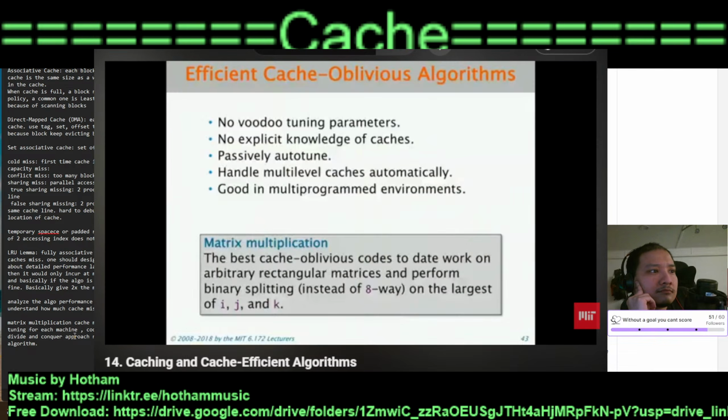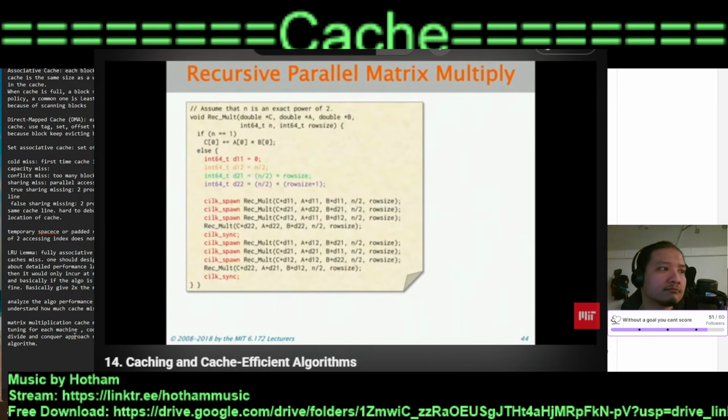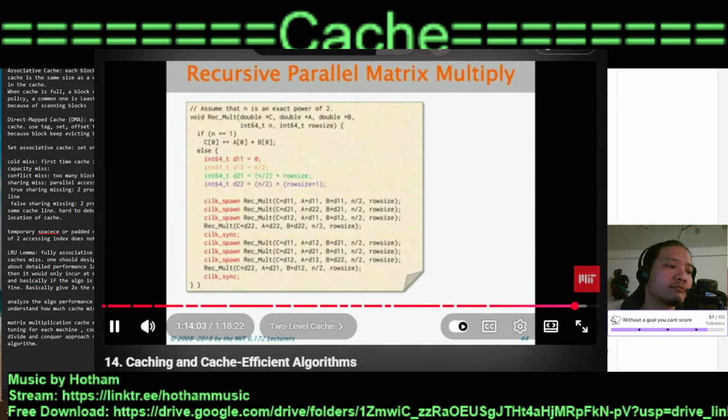OK, so I only talked about the serial setting so far. I was assuming that these algorithms ran on just a single thread. What happens if I go to multiple processors? Turns out that the results do generalize to a parallel context.